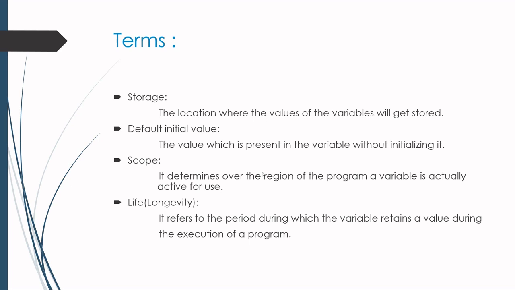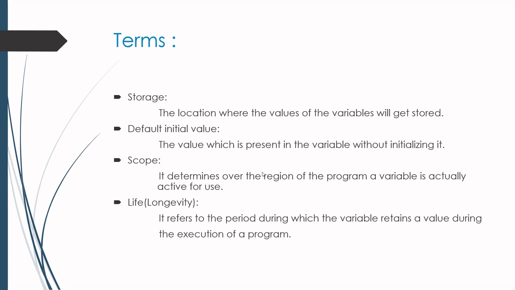Whatever the type may be, we are going to discuss storage, default initial value, scope of the variable, and the life of the variable. Storage, as we said earlier, is the location in which the values of the variables get stored. It may be a memory location, or else it may be a register.